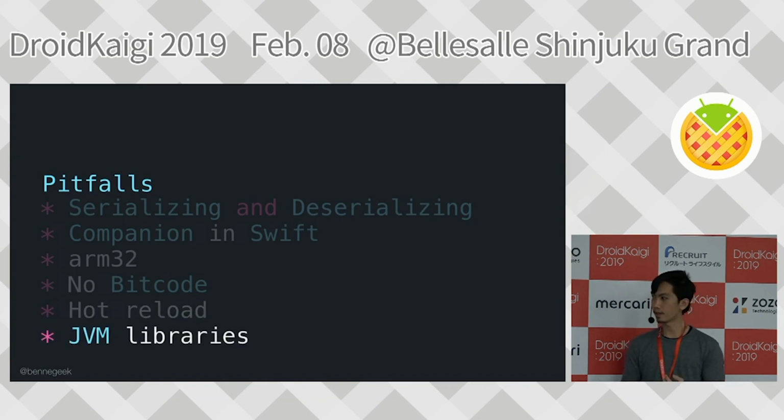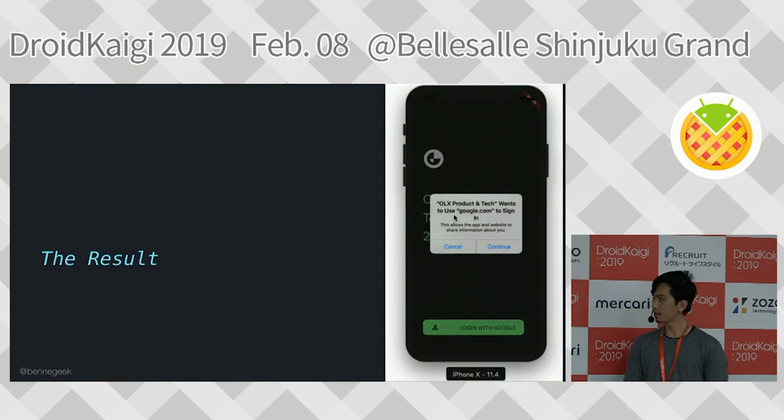And of course, with JVM libraries in Kotlin multi-platform, you cannot use them because, for example, if you're using java.net.URL, you cannot use this in Kotlin multi-platform, and you have to use something else. And those are the pitfalls. So I'm going to show the result.